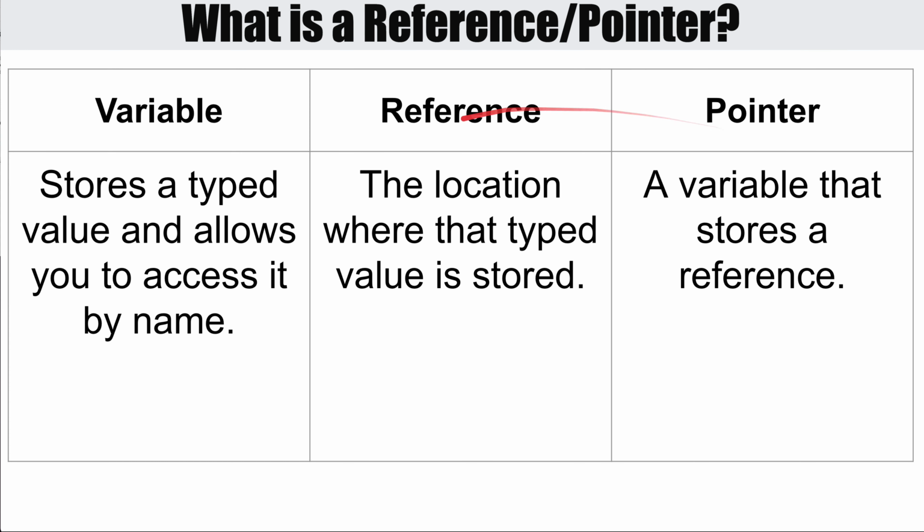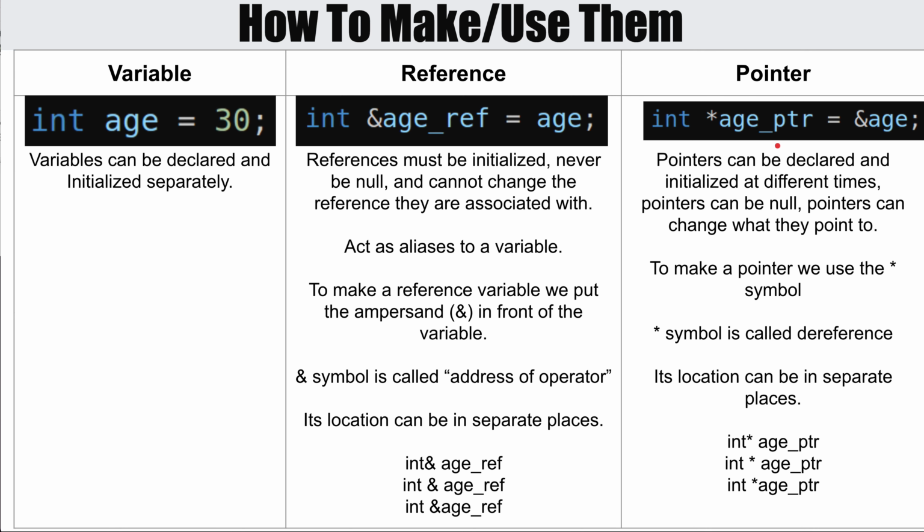We kind of need references in order to make pointers. And again, we're talking about basic pointers here. There's some really complicated pointer stuff out there. Let's look at what this actually looks like. Here's a variable, int age equals 30. Very simple. They could be declared and initialized separately. We could do lots of stuff with this. We've been working with those for a while.